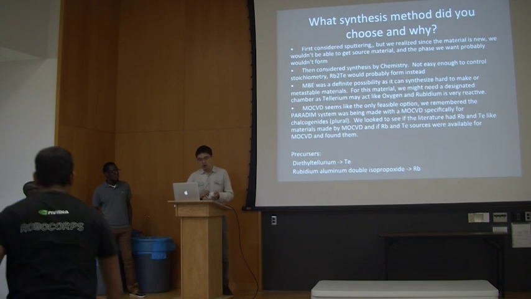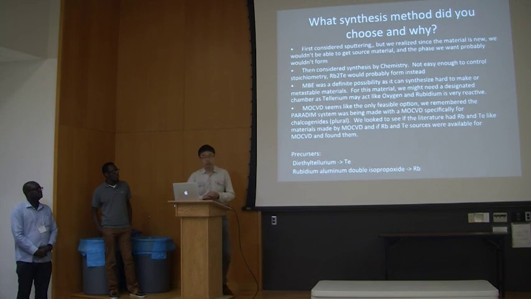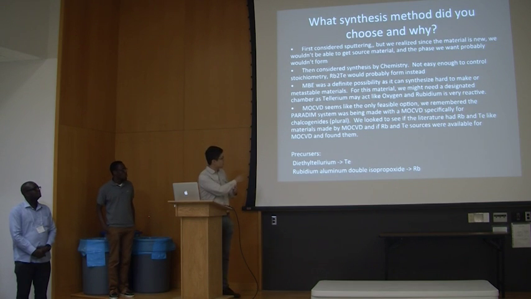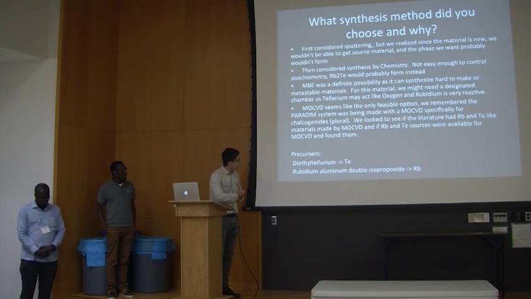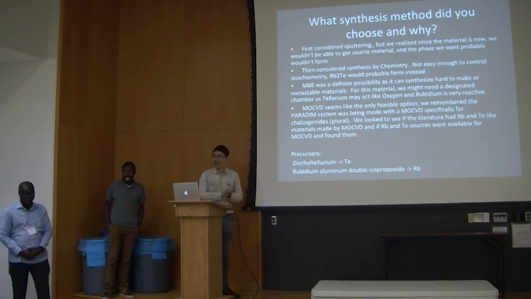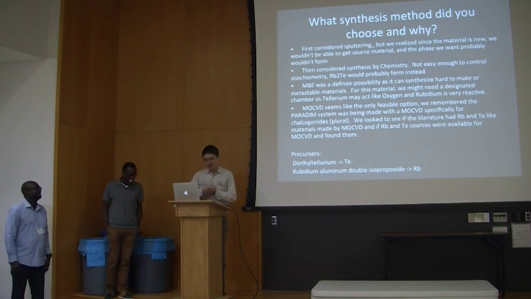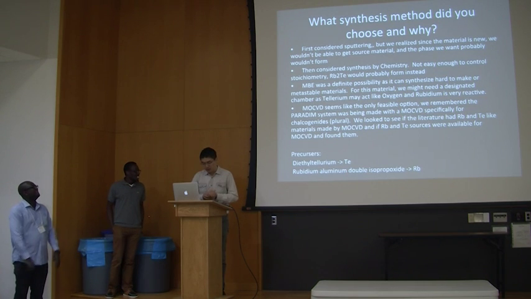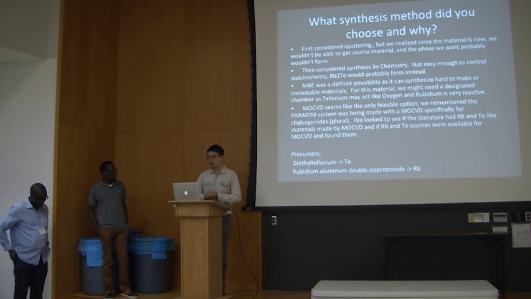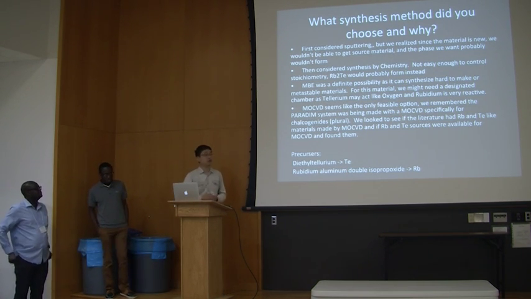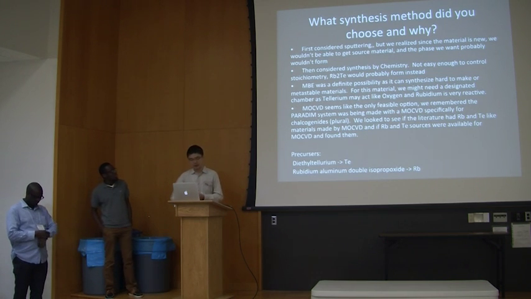And very importantly, we searched for the precursors for these two materials. For the telluride, we found something supplied, it's called telluride, something like that. For the rubidium, it's called rubidium aluminum double isopropoxide. It's all commercially available. So that's why in the end we decided on this method.